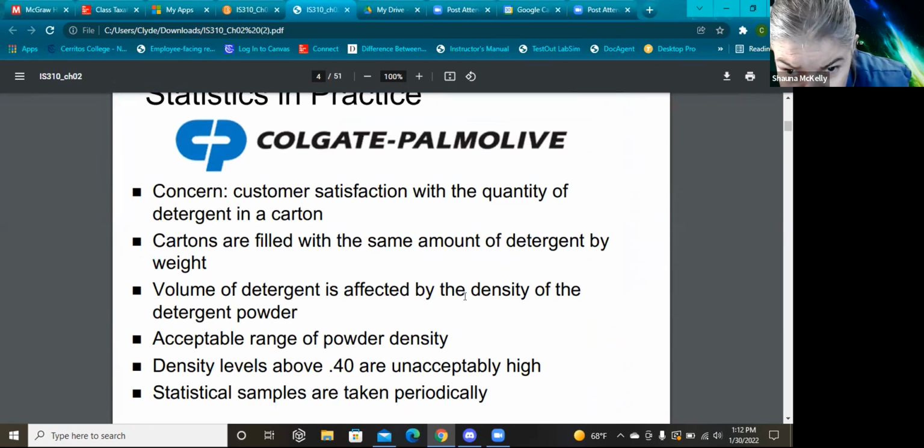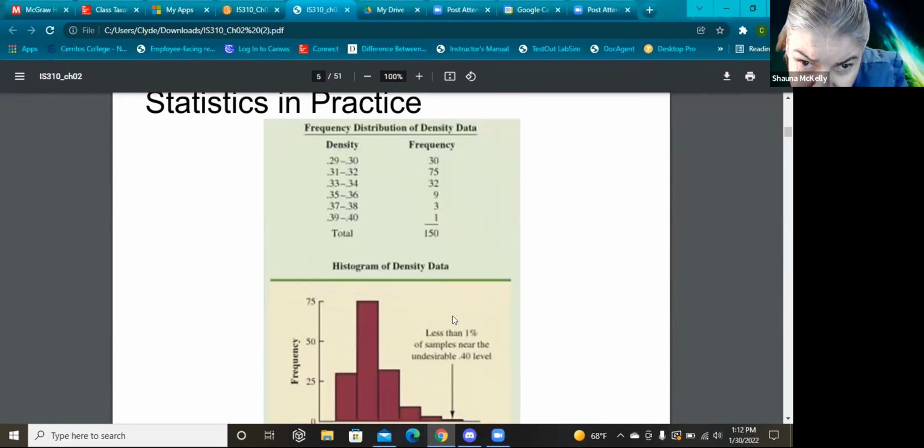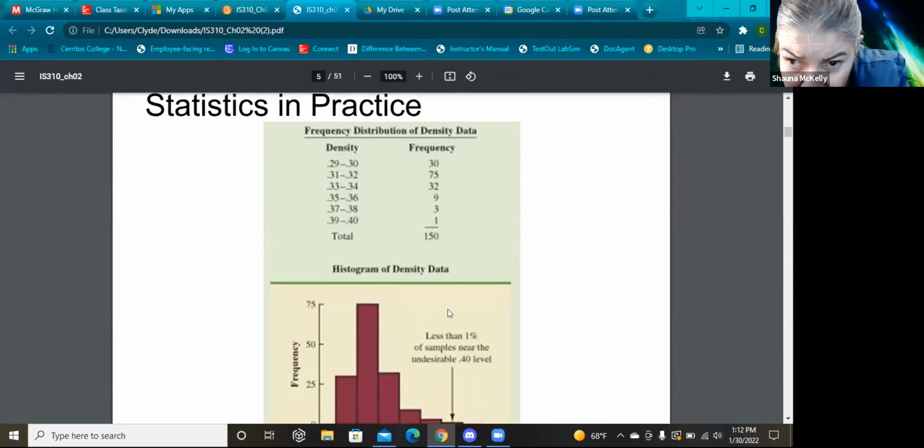So this is just a different example of where you would find statistics, different kinds of statistics. Customer satisfaction, cartons filled, these are some things that you would look for or ask about, but there's nothing to know on this slide. She's just trying to give you some examples.